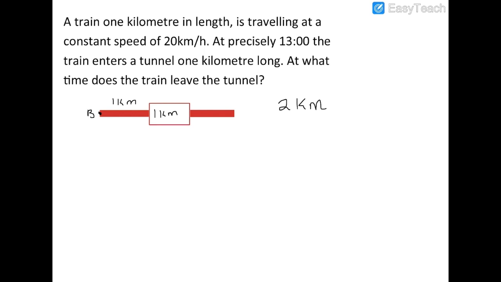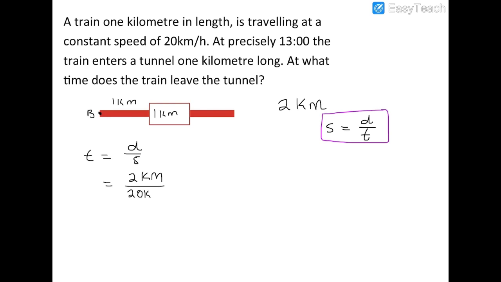Okay, now when dealing with speed questions, we must remember the formula. Speed is equal to distance over time. So we can manipulate this formula any way we want. In this case, we want to find the time, so we can manipulate this into time is equal to distance over speed. Our distance, the train must move 2 kilometers divided by the speed of 20 kilometers per hour, and that gives us an answer of 1/10 hours.